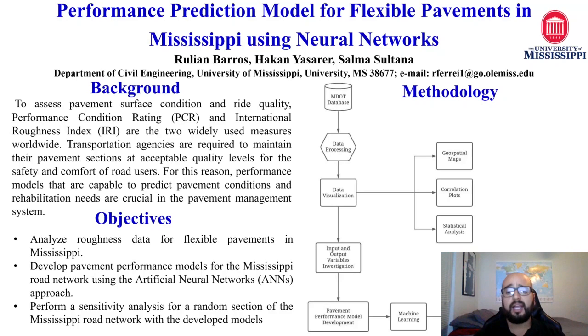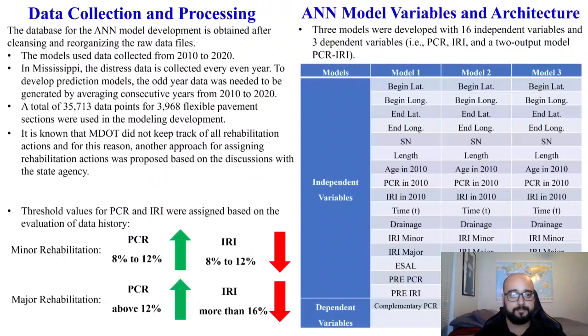After this, further investigations on the input and output variables were done to start the pavement performance model using a machine learning technique known as ANN. And in this study, a special case using a dynamic sequential ANN was used.